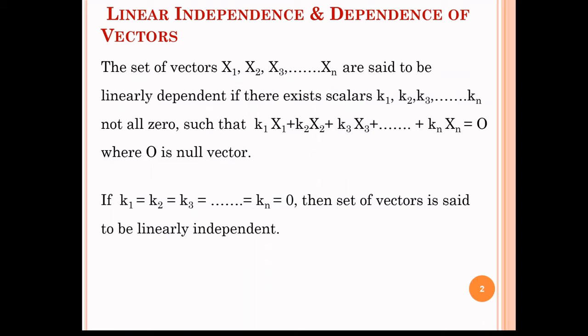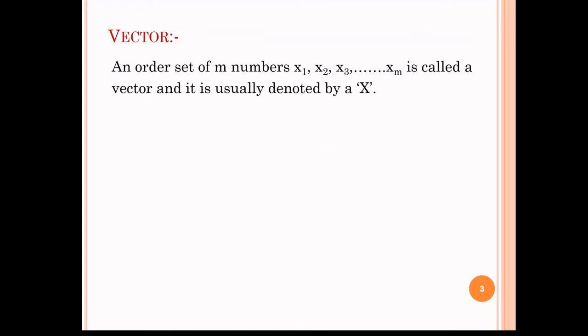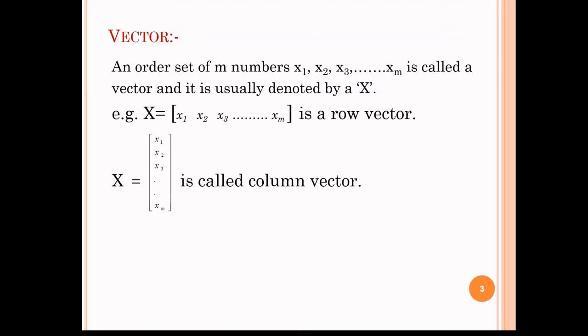So if you are able to have some relation between the vectors, then they are linearly dependent. If the relation does not exist, then they are linearly independent. So what is a vector? A vector is a set of numbers arranged in a row or in a column.